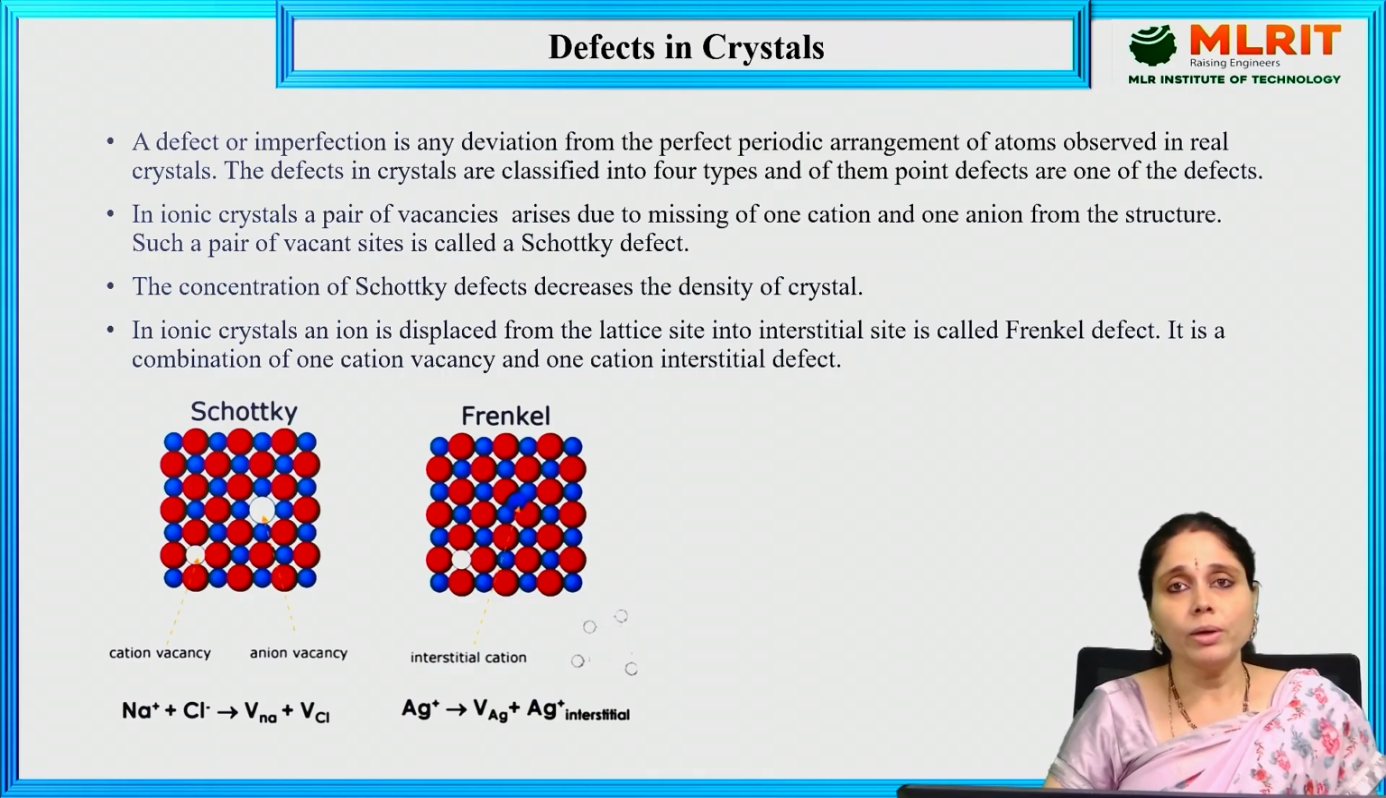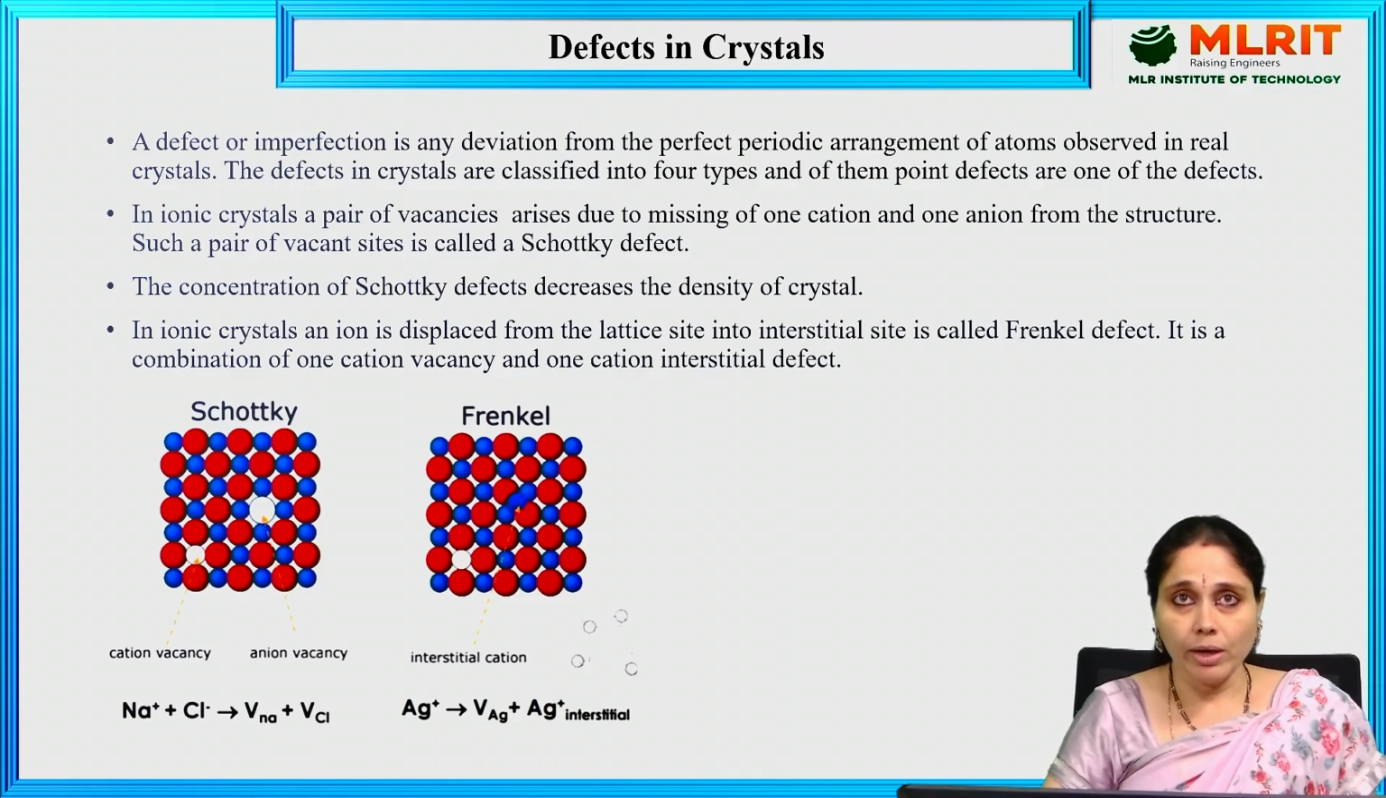There are two defects majorly we are studying in our syllabus. We are studying about point defects. They are Schottky defect and Frenkel defect. So a defect means an imperfection, any deviation from a perfect periodic arrangement of atoms observed in a real crystal. The defects in crystals are classified into 4 types. Of them, point defects are one of the defects.